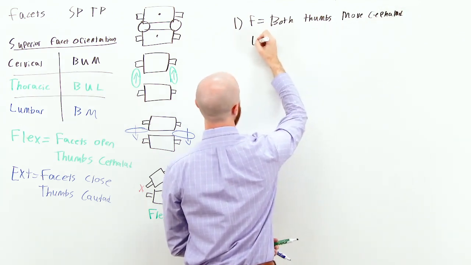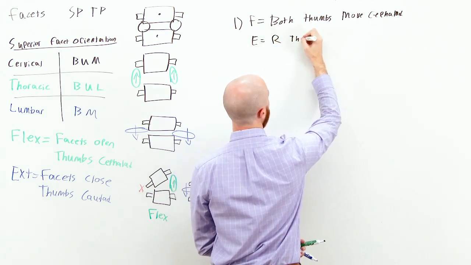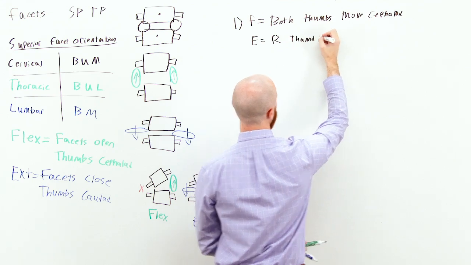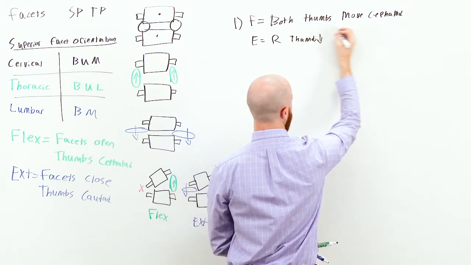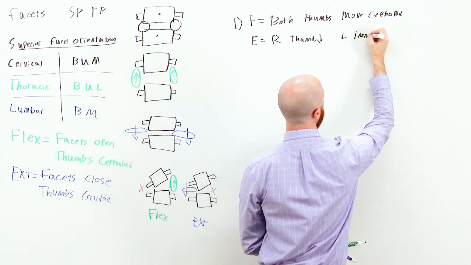And during extension, the right thumb goes down towards the feet, but the left thumb stays immobile.